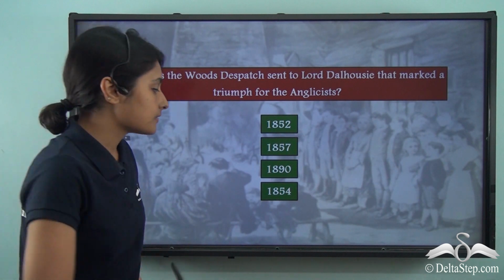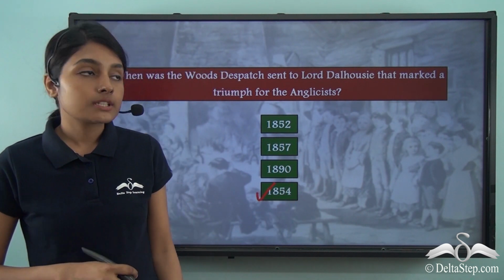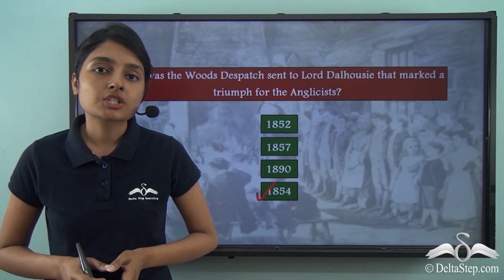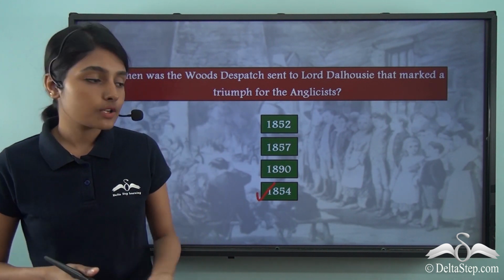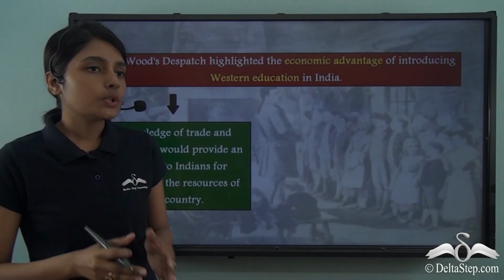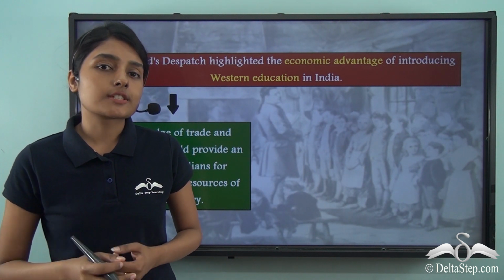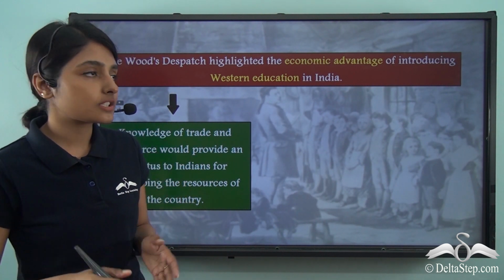Well, the correct answer is 1854. Issued by Charles Wood, this Wood's Dispatch was sent to Lord Dalhousie in the year 1854. So let us now look at the points that this Wood's Dispatch of 1854 suggested.